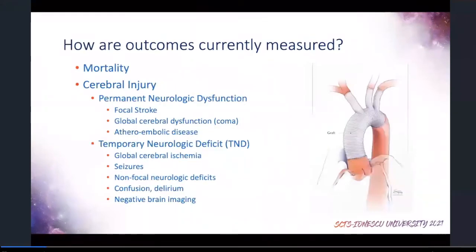So how do we measure outcomes when we think about cerebral protection? Well, we measure operative mortality and the degree of cerebral injury. Cerebral injury can be further categorized into permanent neurologic dysfunction, which is focal strokes, coma, and often the result of atheroembolic disease and atheroembolic events. Temporary neurologic deficits are a result of global cerebral ischemia and result in seizures, non-focal neurologic deficits, confusion, delirium, and are often associated with negative brain imaging.